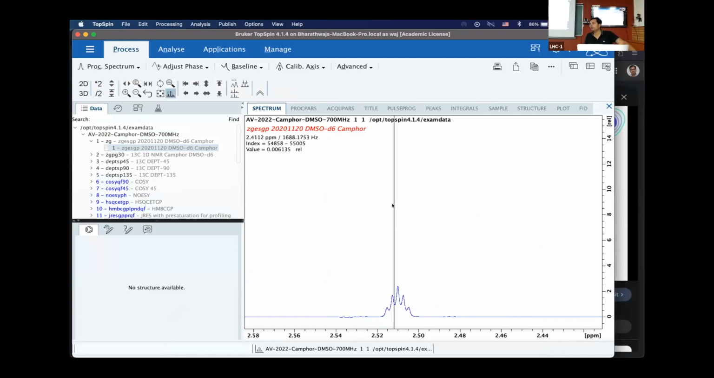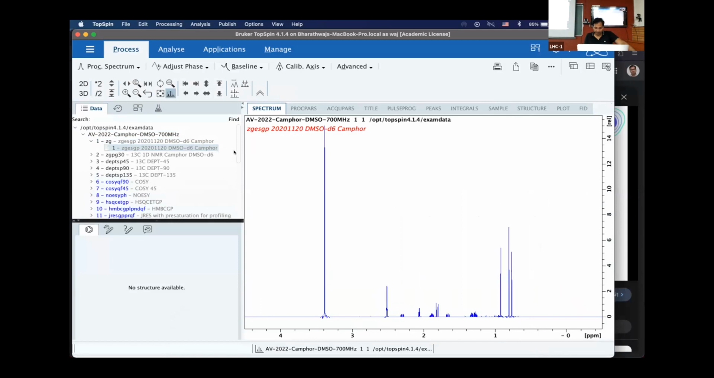Let's actually see the solvent. This is the DMSO-d6 solvent that generally comes around 2.51 ppm. It's a quintet, which we have discussed before. Why is it a quintet? You guys know very well.